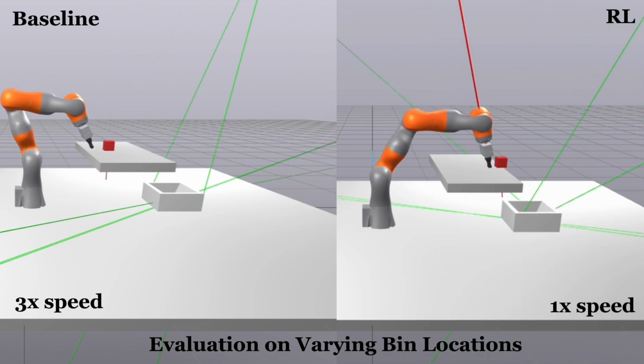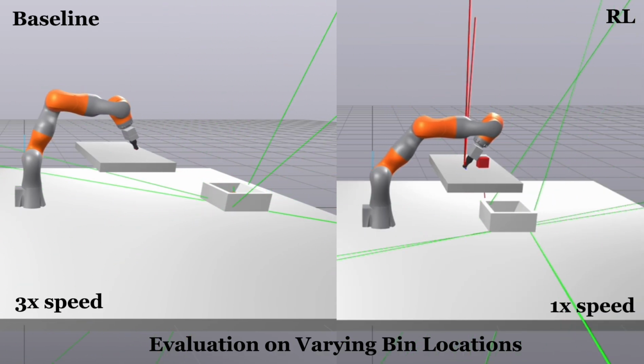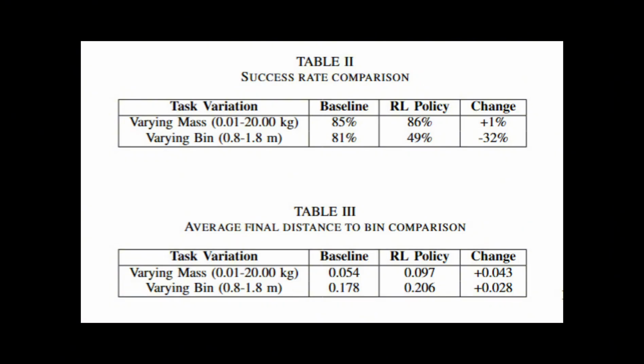Performance is measured by success rate, defined as the rate at which the box lands inside the bin, and the average final distance from the target bin. We run each task for 100 trials where either the mass or bin location is randomly sampled. For the varying mass task, the RL performed slightly better with an 86% success rate compared to the baseline's 85%. However, for the varying bin location task, the baseline significantly outperforms RL. Let's take a closer look at each task.